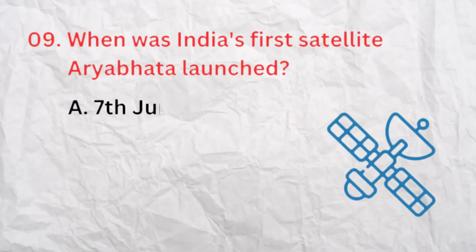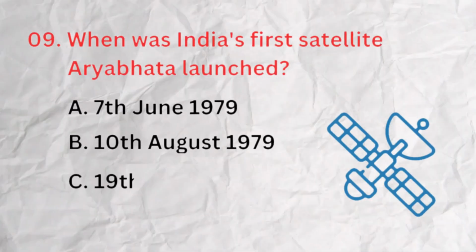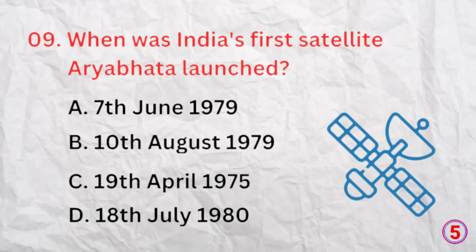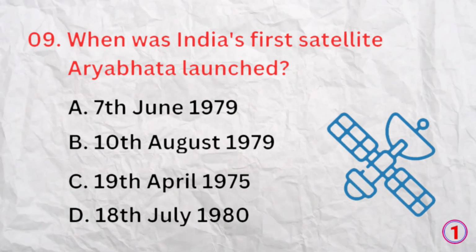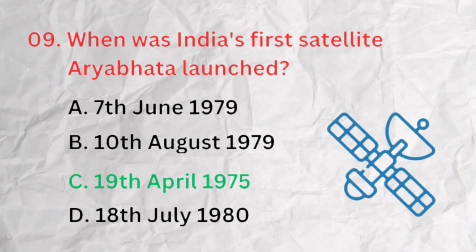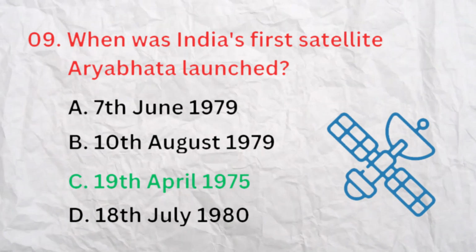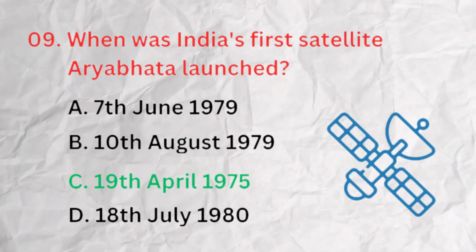When was India's first satellite Aryabhata launched? The correct answer is option C, 19th April 1975.